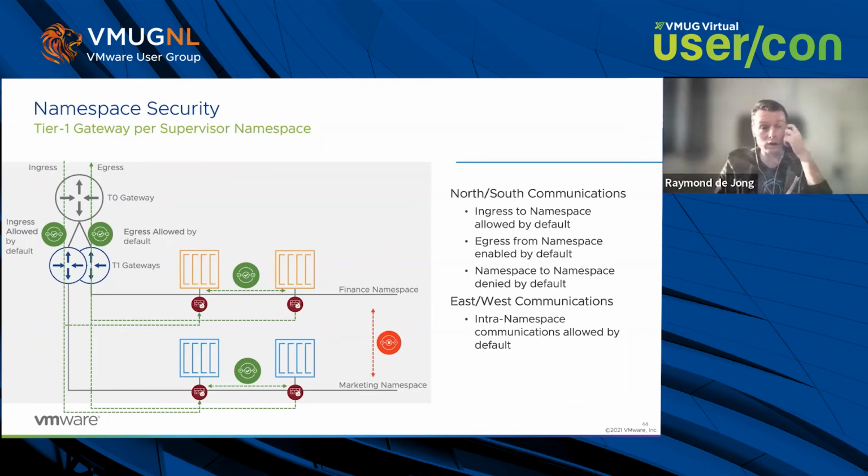By default, in a namespace, we allow traffic to talk to each other, but traffic between namespaces is denied. Additionally, by default, ingress and egress traffic on a tier 1 gateway for each namespace is allowed. Obviously, this doesn't mean that you're exposed, because in Kubernetes workloads, you generally create a service of type load balancer or ingress to expose your application to the outside world.